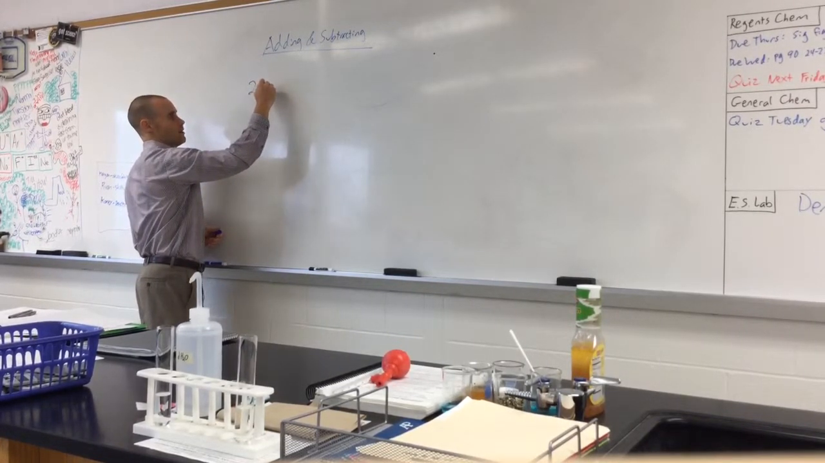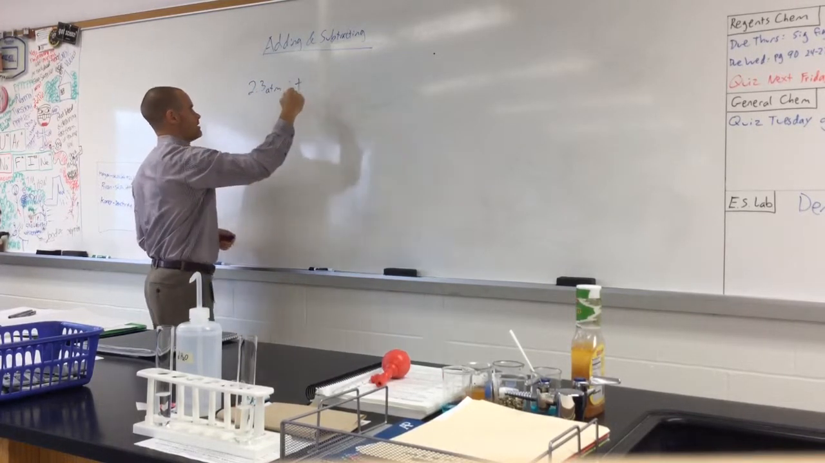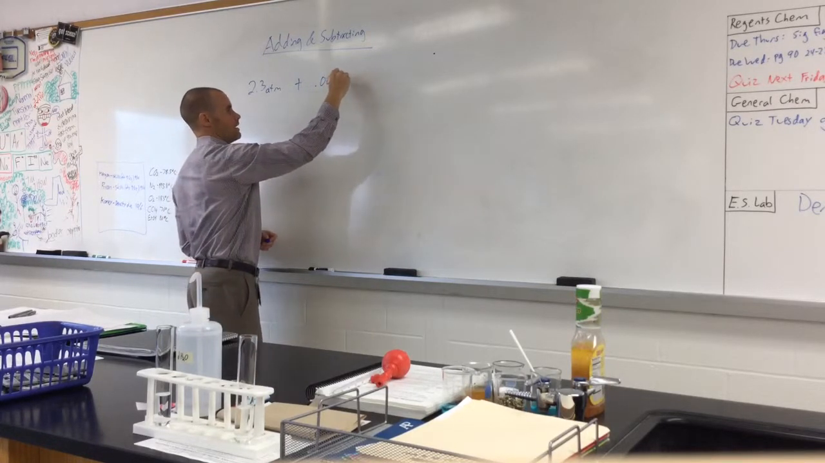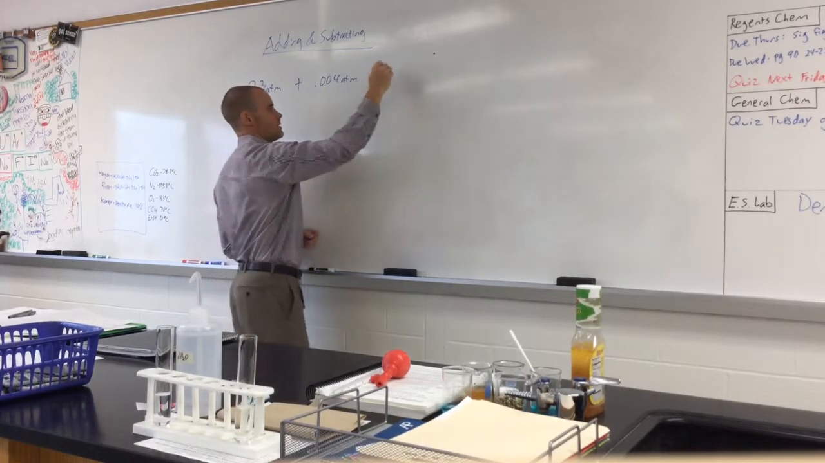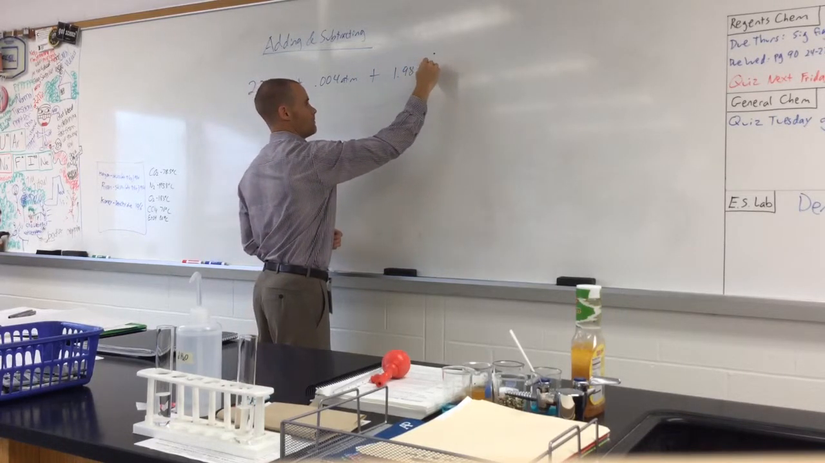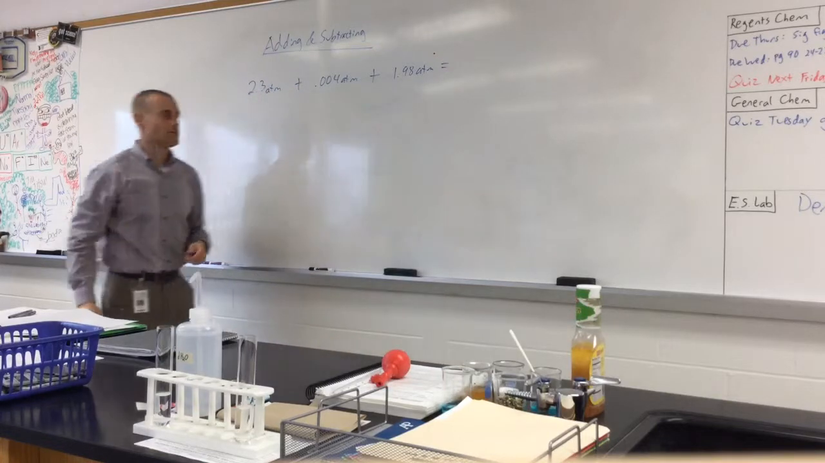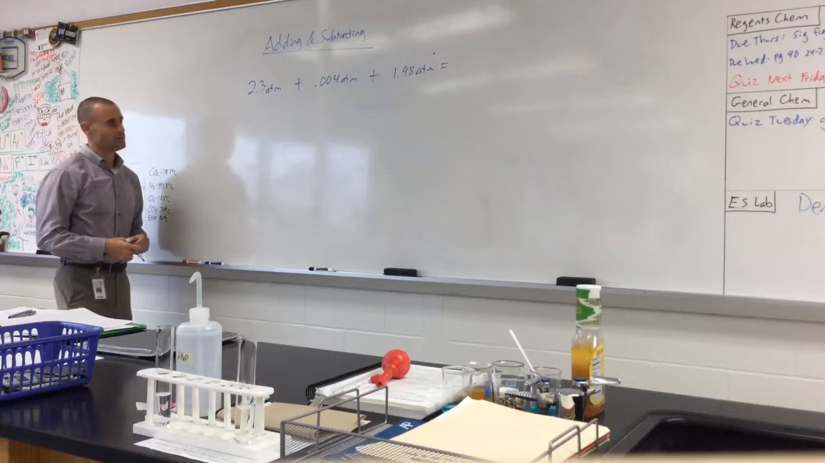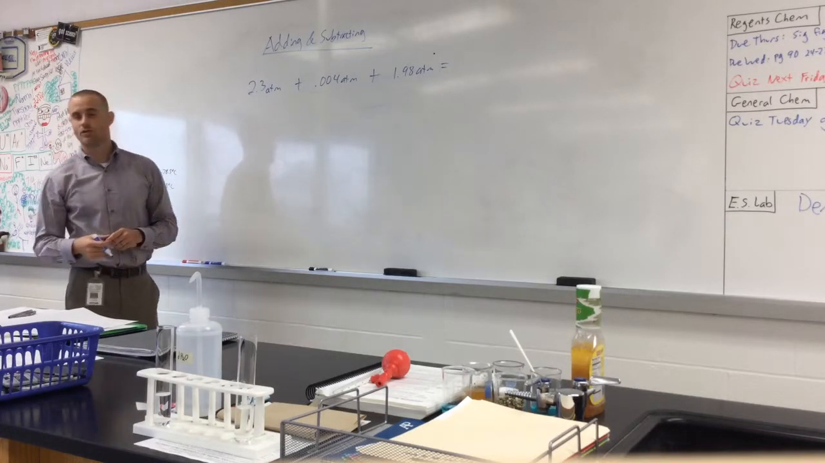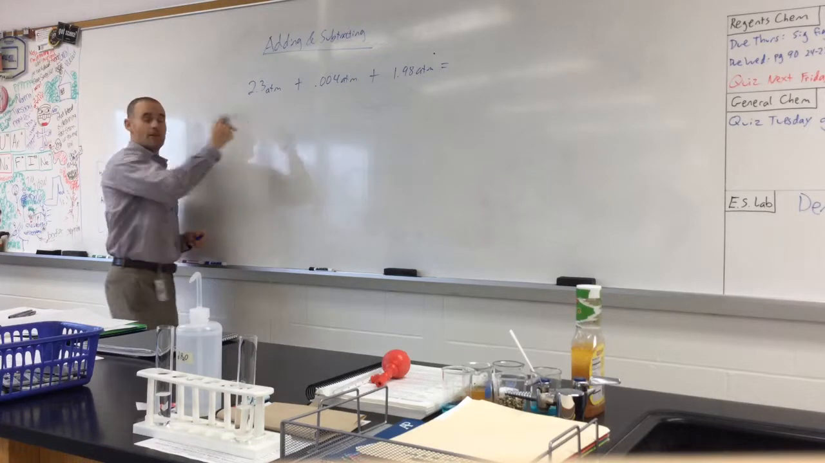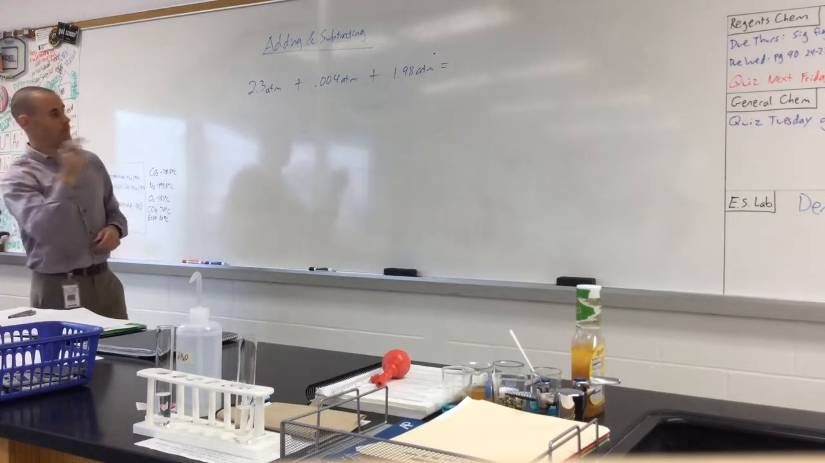2.3 ATM plus 0.004 ATM plus 1.98 ATM. Go ahead and do that. Write out the entire answer. No rounding. So it's not the same rule. The rules are not the same, though. But the multiplying and dividing is much more important than this.